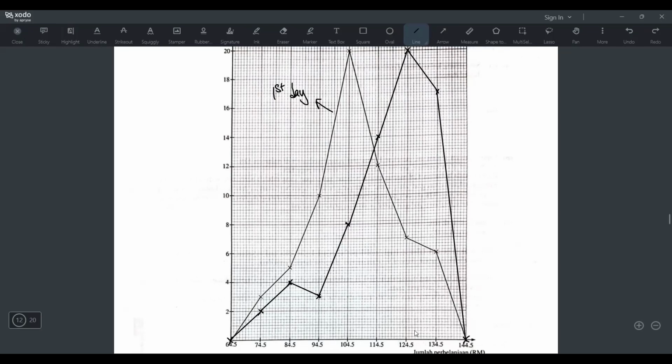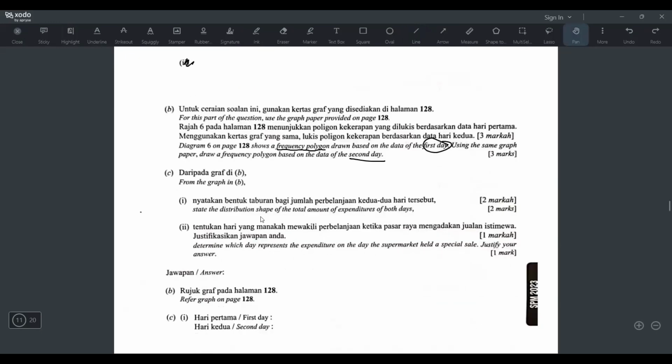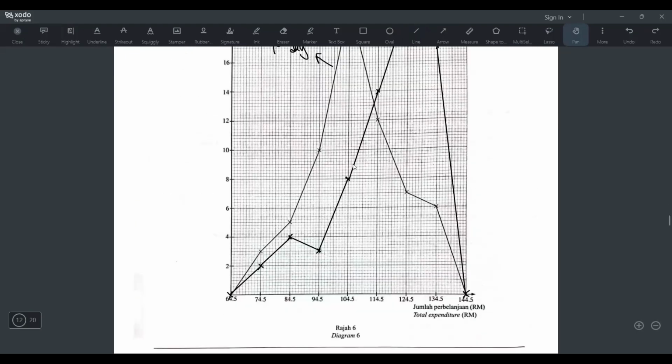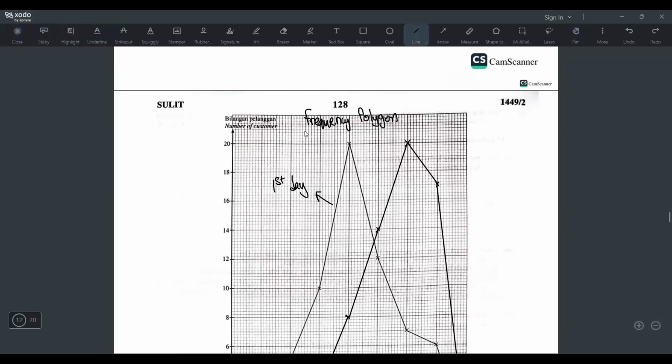Alright. Let's continue. What else here? So B, they want you to draw a frequency polygon on the second day. So done lah. Okay, so let's write the title here. Frequency polygon. Okay, in Bahasa Melayu, we call this polygon kekerapan. So you can write in Malay also.